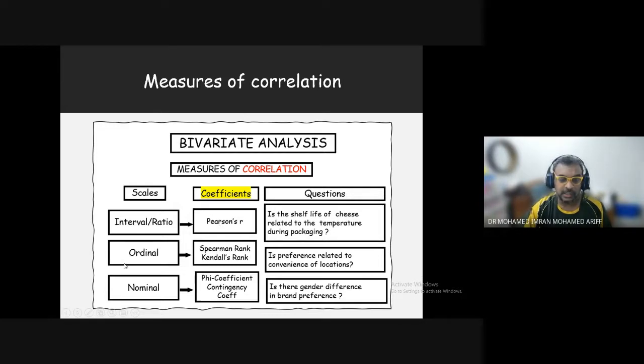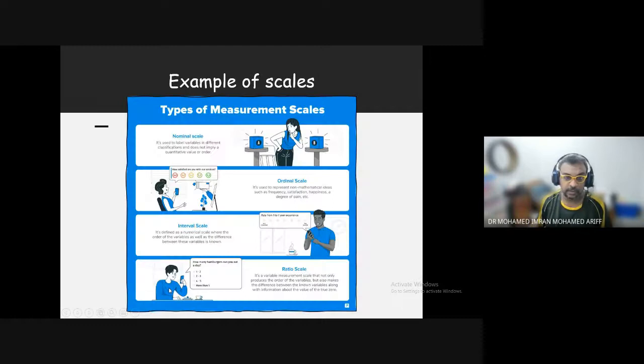If our questions are all ordinal, then Spearman. Is the preference related to convenience of location? These are types of questions lah. Or nominal, if our scales are nominal. Okay, what are these types? Nominal means ada value A atau B. Gender, that is a nominal because ada 2 sahaja.